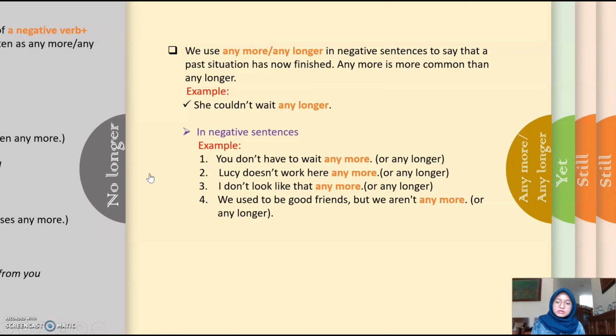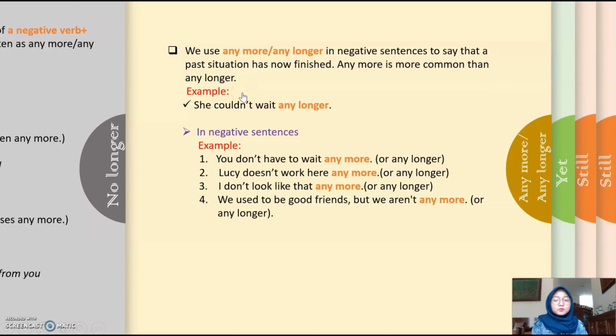In negative sentences, example, you don't have to wait anymore. You can use any longer. Number 2, Lucy does not work here anymore or any longer. Number 3, I don't look like that anymore. Number 4, we used to be good friends but we are not anymore.